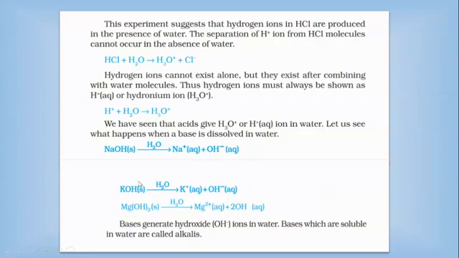Now take the example of potassium hydroxide. KOH gives you K plus and OH minus. Then magnesium hydroxide gives you Mg plus and OH minus. Now see, in every case, when the base reacts with water, it gives OH minus. So bases generate hydroxide ions in water. Bases that are soluble in water are called alkalis.